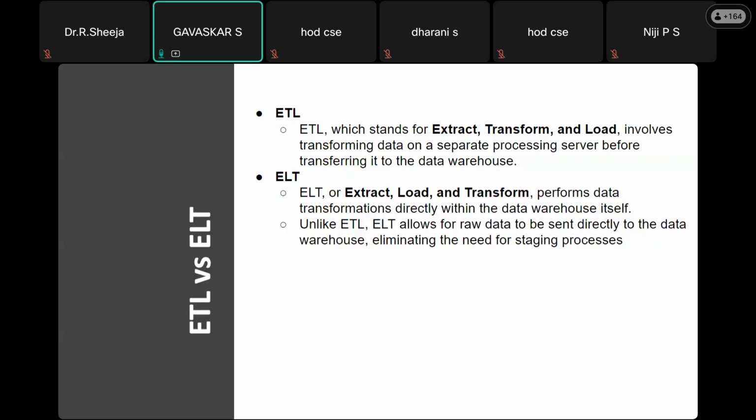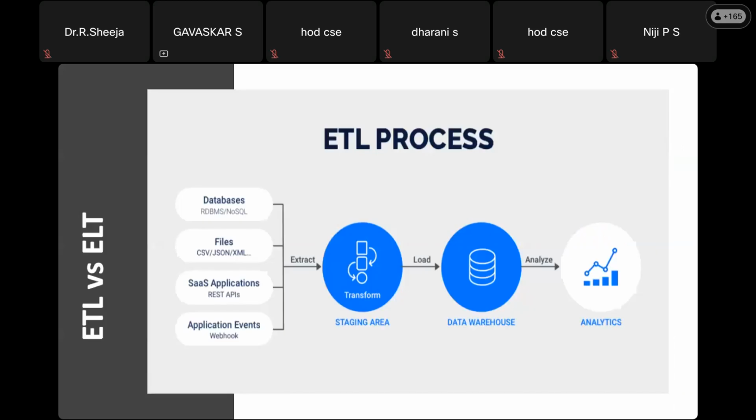Okay. So in ELT, the data is directly loaded to the data warehouse, and we are going to do the transformation in the data warehouse, which is where the data is stored. Now this is a short picture which is going to depict the process of ETL. So we are going to extract the data from the databases, files, or REST API, or from application events. You are extracting the data, and you are going to store the data in the external staging area.